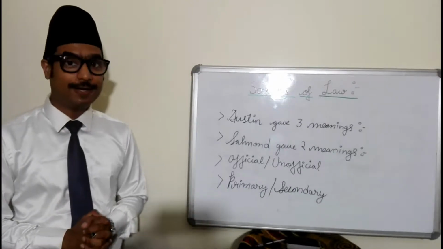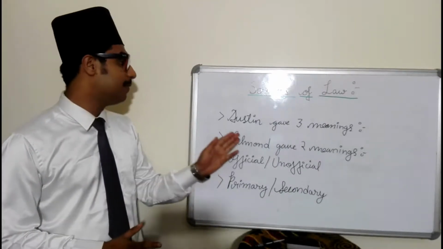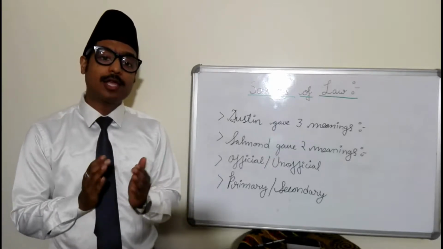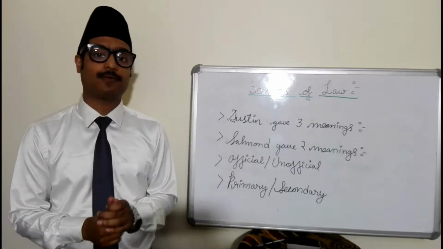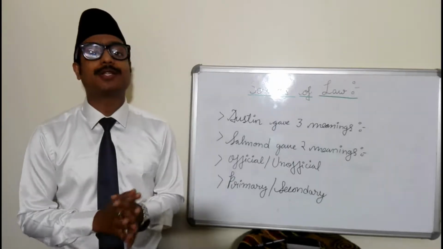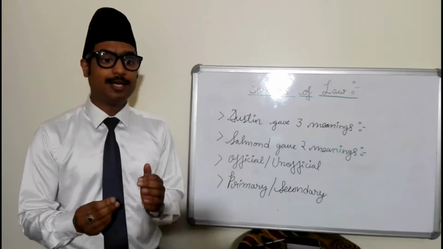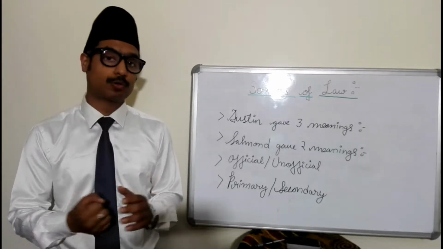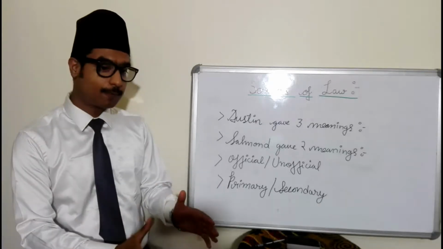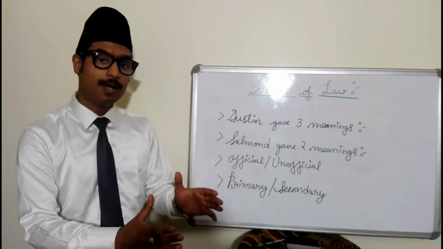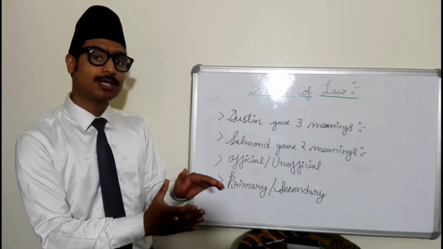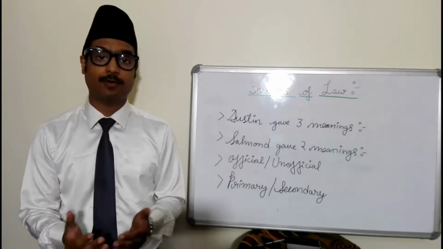John Austin, a legal scholar, gave three meanings to the sources of law. He said the direct or immediate authors are sources of law, firstly. Secondly, he said historical documents can be a source of law. Thirdly, he said causes can be a source of law, the causes due to which laws are made. There might be a problem as a cause, and to solve the problem, laws are made. So the cause can be the source of law.